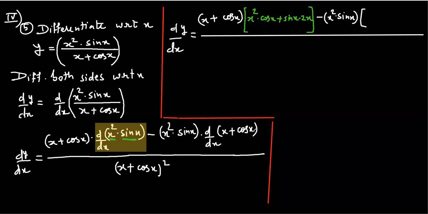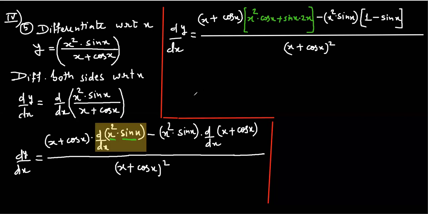D by dx of x plus d by dx of cos x. D by dx of x is 1 and d by dx of cos x is negative of sin x. So you have plus negative of sin x. So that will be 1 minus sin x. Okay. And down here you have x plus cos x the whole square.